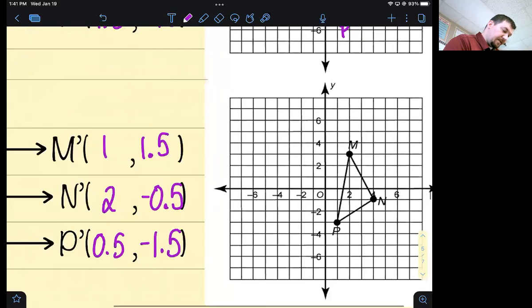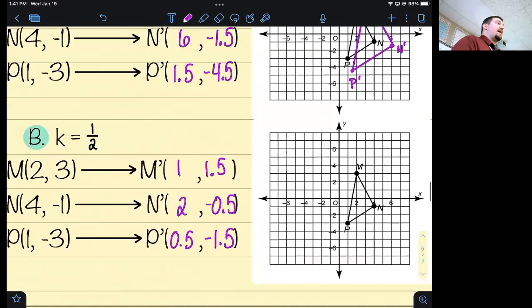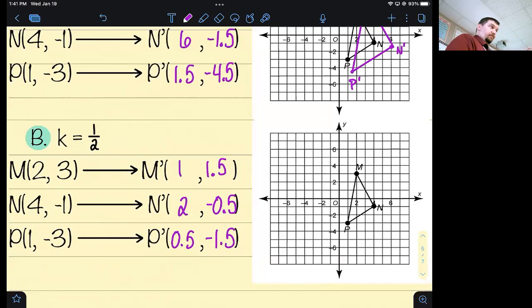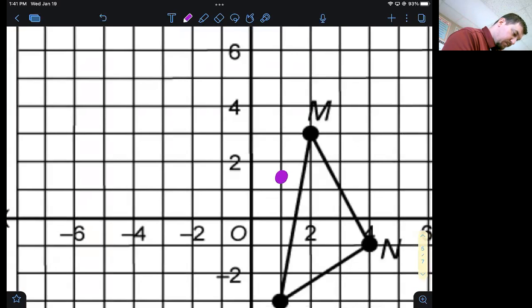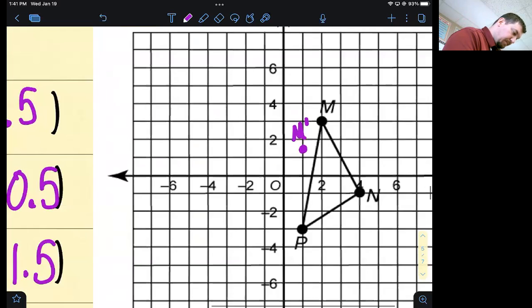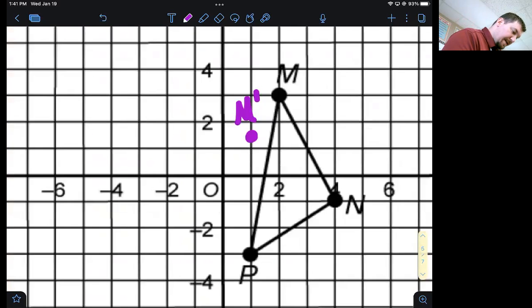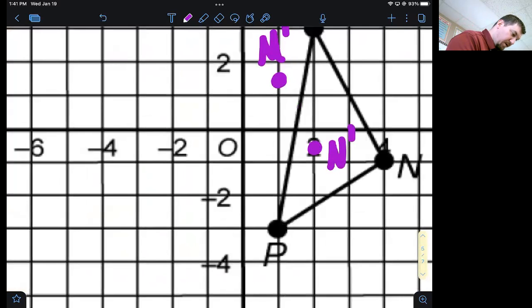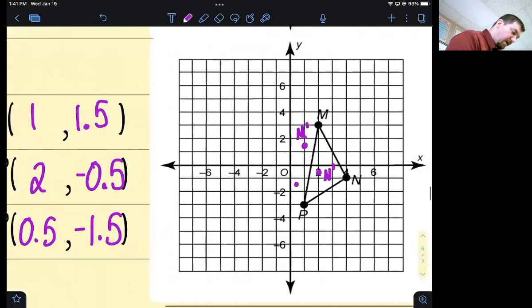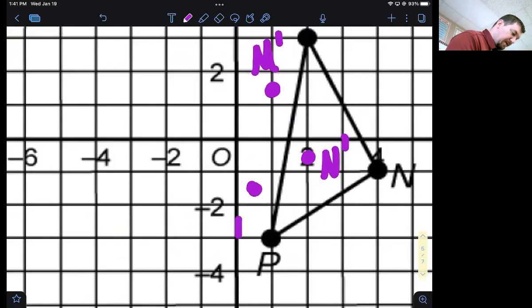So we'll try to plot these now. So M prime, now I'm multiplying by a half, so I'm expecting the triangle to be reduced. Keep that in mind. So M prime is now 1, 1.5. That's my new M prime point. N prime is 2, -1/2. And then my P prime is 1/2, -1.5. Okay, so somewhere in that area. P prime. And I have a new triangle that has been reduced.